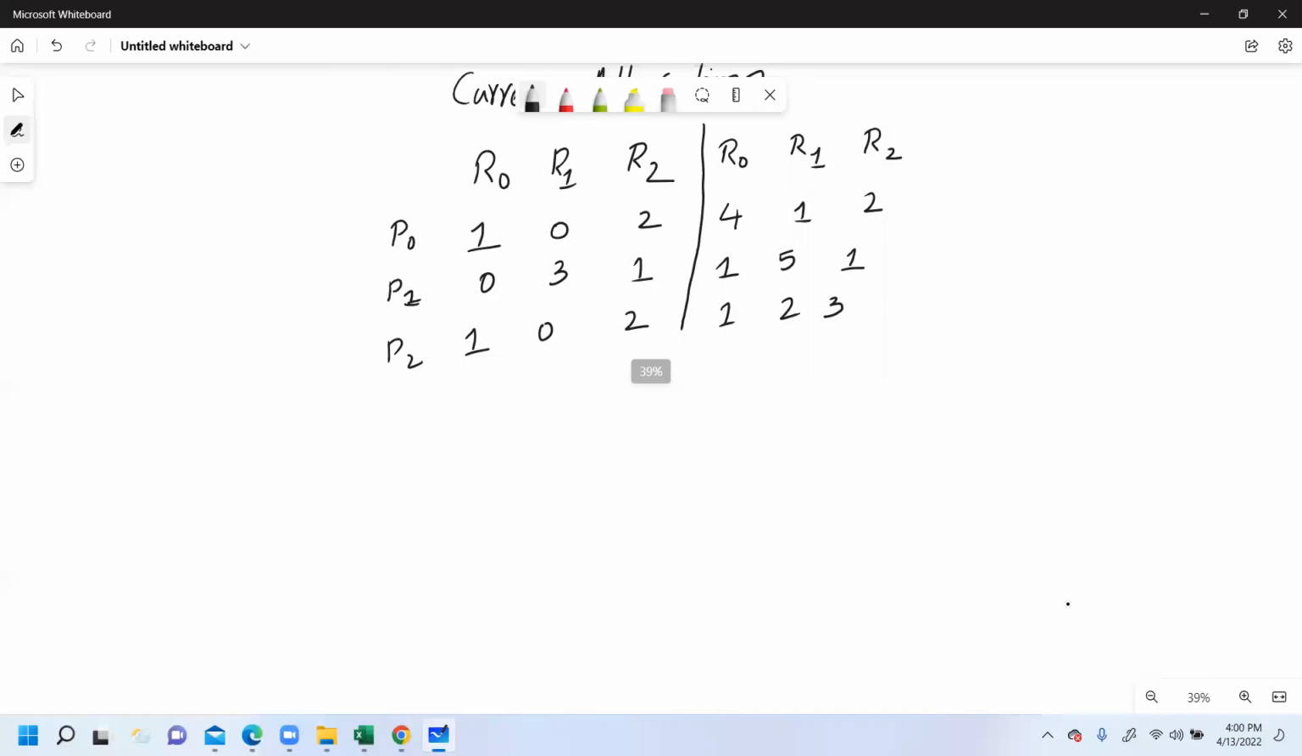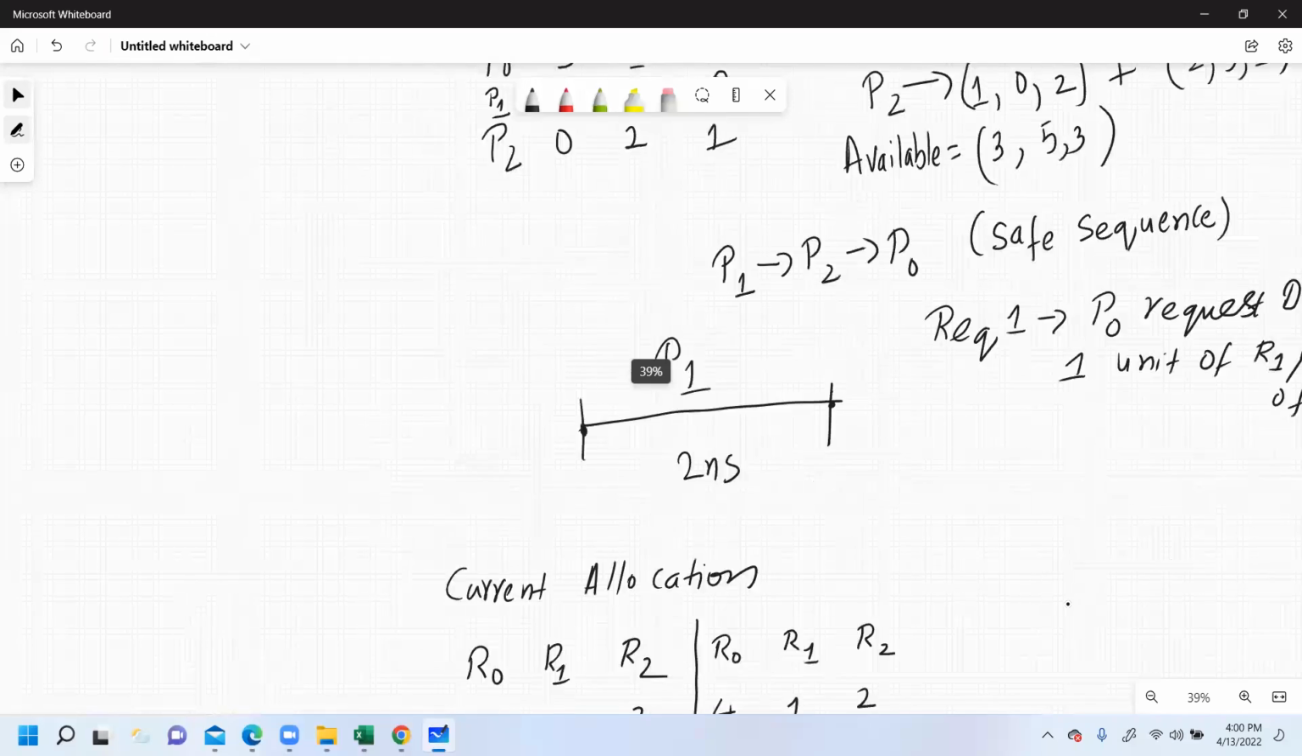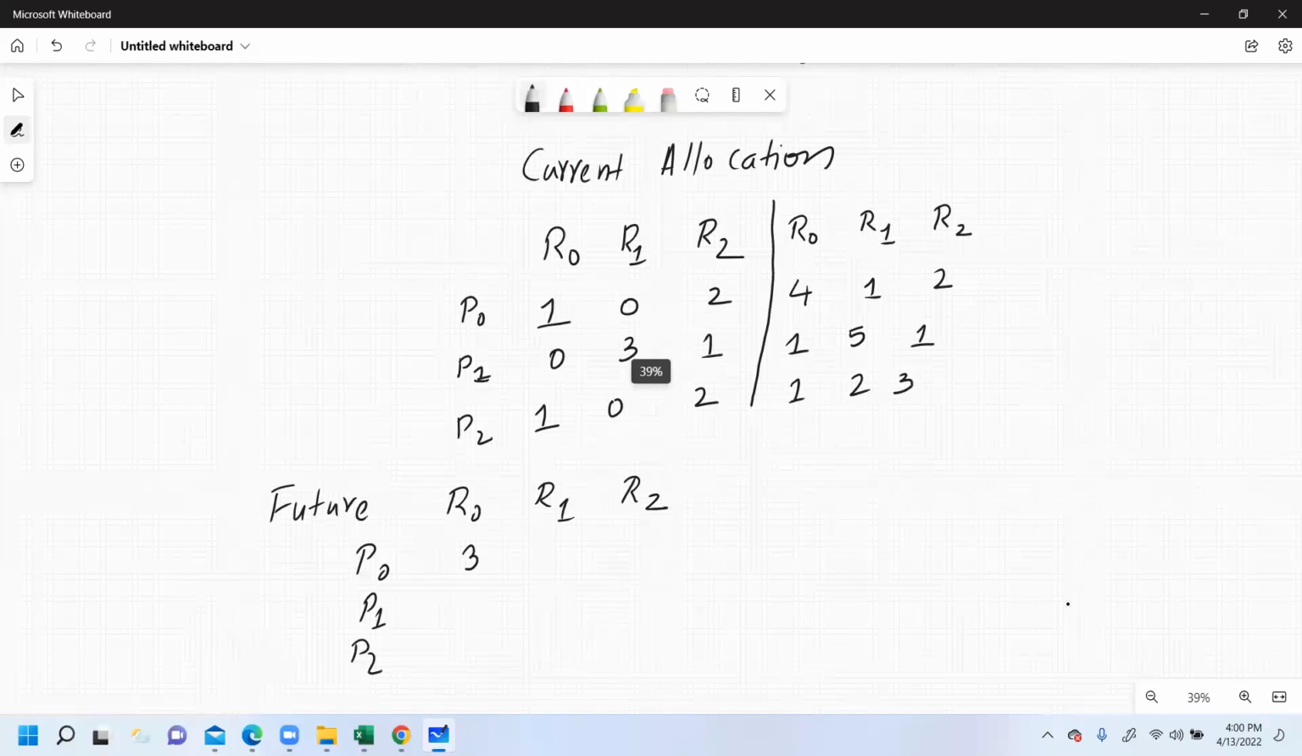And in the future, we already calculated the future matrix to be like this. R0, R1, and R2. You have to calculate the need matrix, or future matrix, as I told you before. How much did you get? 3, 1, 0, right? We know how to compute the need matrix. Basically, maximum minus the current is going to give me the need matrix.